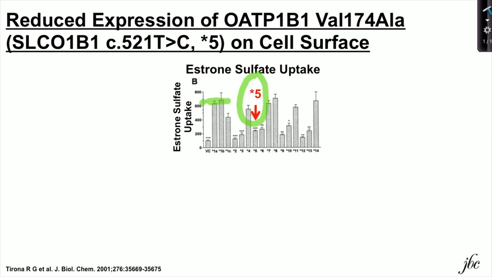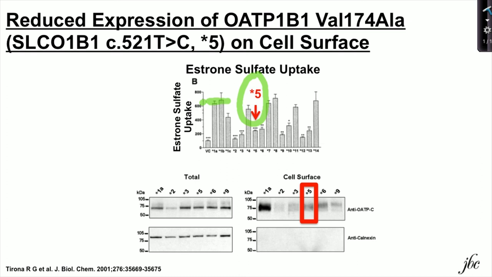Secondly, they explored the mechanism a little bit further as to why it causes reduced function and a reduced transport rate of, in this case, estrone sulfate. What they found using Western blot is that the transporter is not expressed on the cell surface. And I'm showing you that here. The transporter is simply not on the cell surface. There's star 5, whereas the reference is really on the cell plasma membrane. So the reason this transporter is not functioning very well is that it's simply not on the plasma membrane.